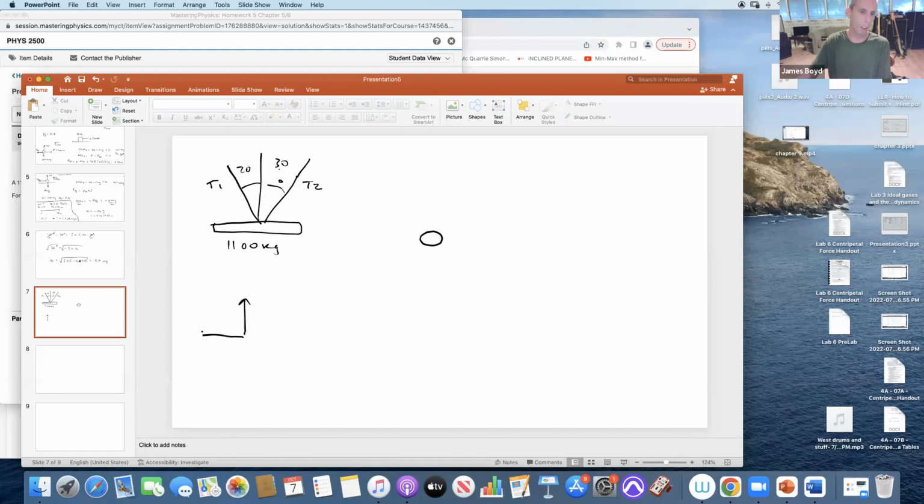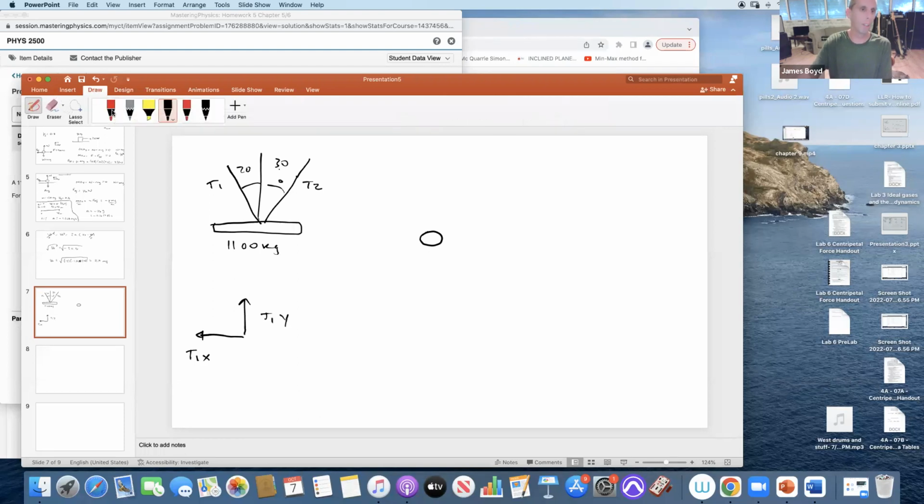Now, for T1, this is T1 in the X, and this is T1 in the Y. And if I draw these with, say, a red pen, this would look like this, and this one's going to look like this. This is T1 Y, and this is T1 X. This is the cosine of this triangle. This is the hypotenuse, which is T1. So T1Y is the cosine times the magnitude of T1, and T1X is T1 sine.